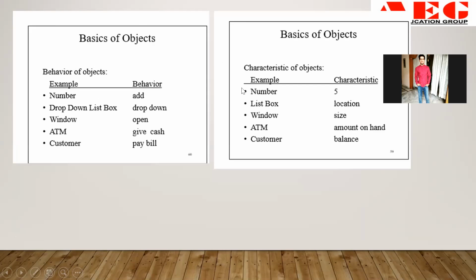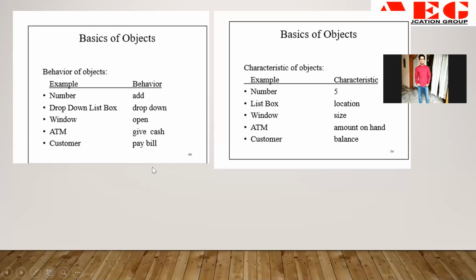Some more concepts, like if you want to add the behavior of the objects. Number, its behavior is the addition of two numbers. Drop-down list, its behavior is to drop down, meaning if you click on the down arrow of a combo box, it opens a list box. Window, it can open, close, minimize or maximize. ATM, its behavior is giving cash. Customer, they have a behavior of paying bills.